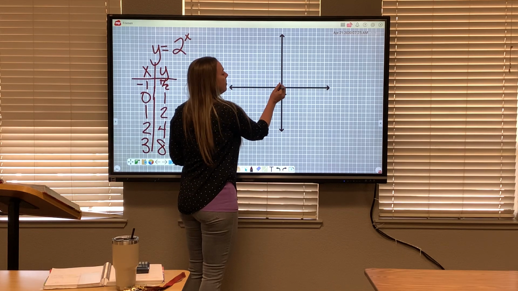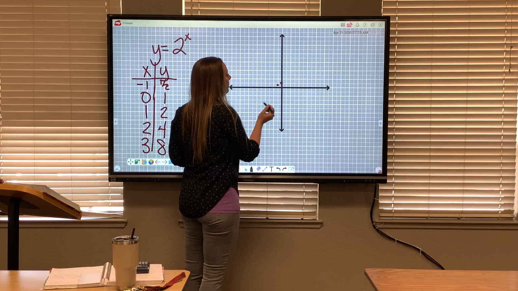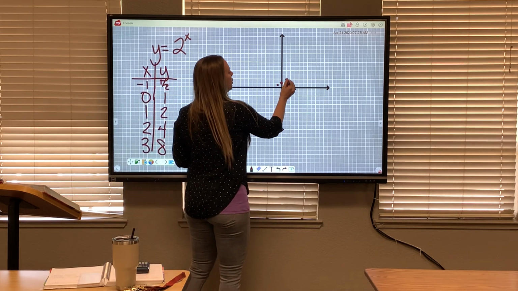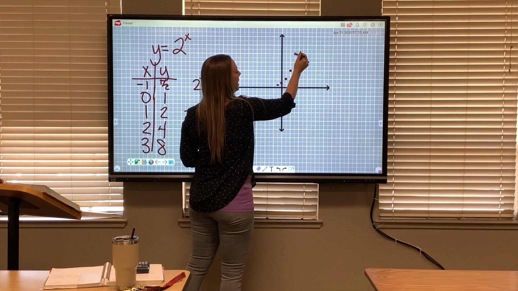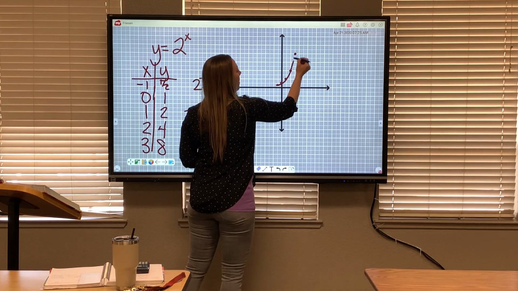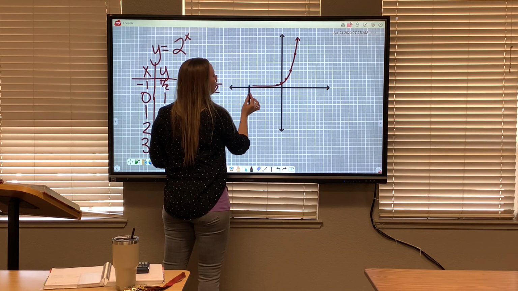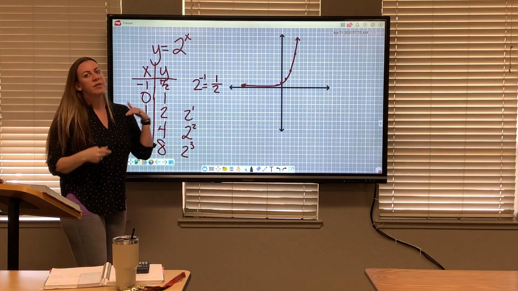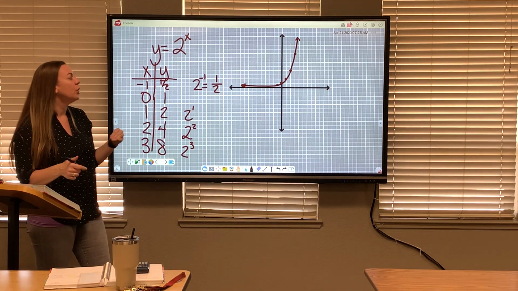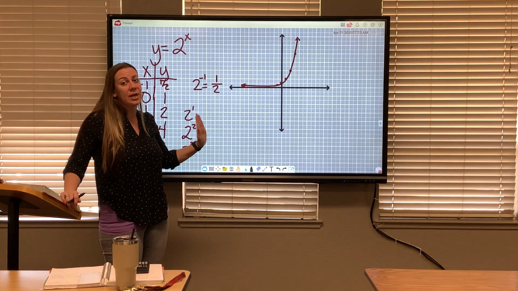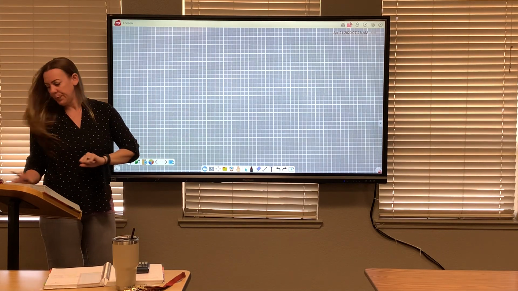I go -1, that's going to give me 1/2. That's pretty small there. Okay, 0 is 1. 1 is 2. 2 is 4. 3 is 8. Now, this is going to go up like that, but it's also going to come out here and it's never going to touch that line. So it's going to go very close to it, but it will never touch it. Okay, that is what an exponential function looks like. Now, if I continued going to the right, it would continue getting steeper and steeper because it'd be a higher exponent.